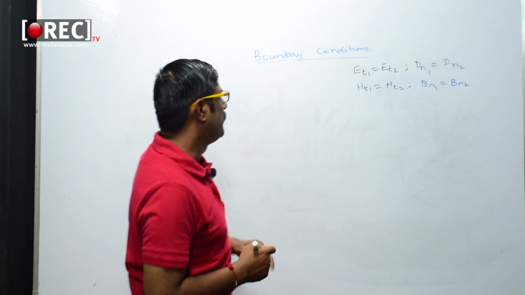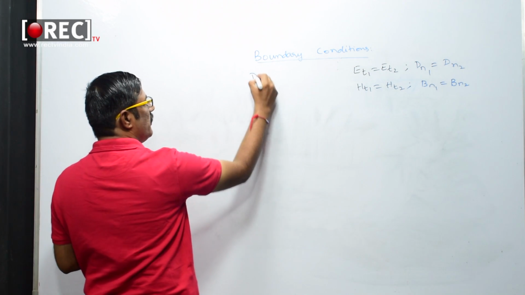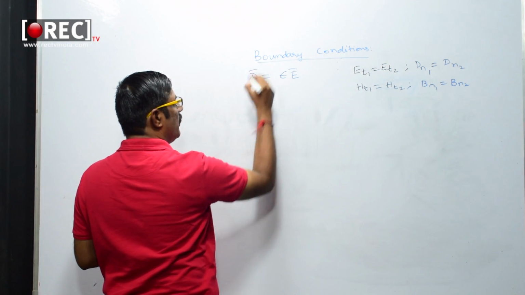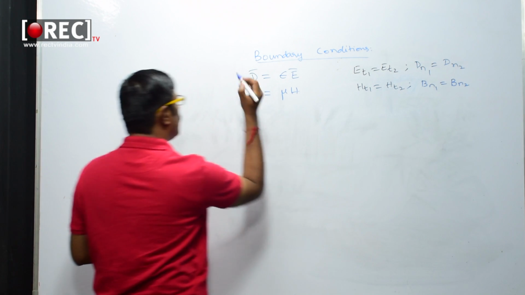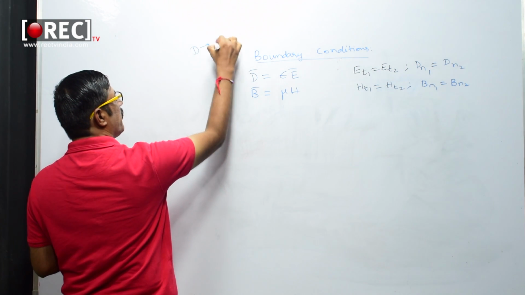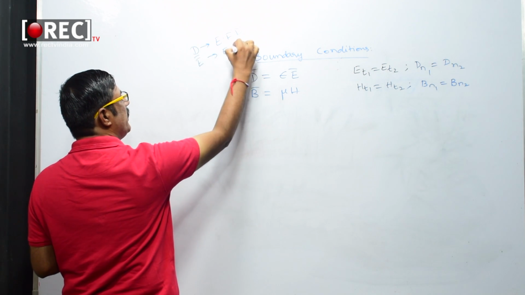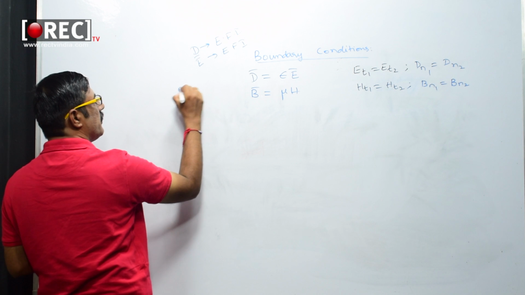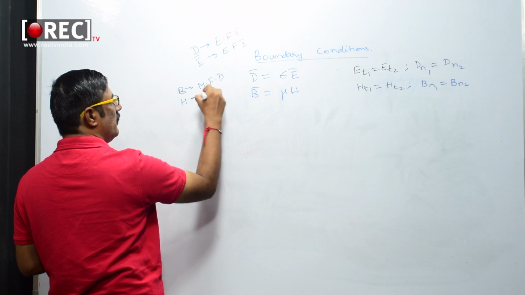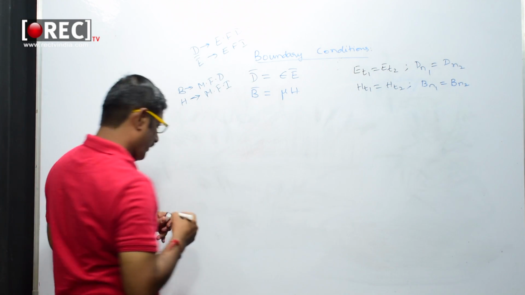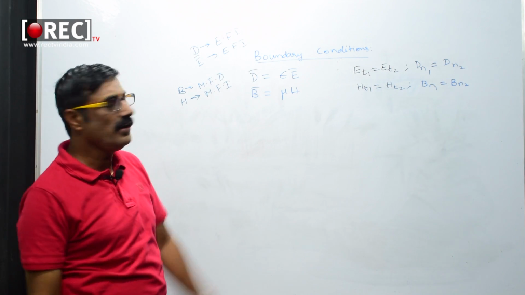Now the supplementary equations: the relation between E and D, as we all know, is D bar equals epsilon times E bar, and B bar equals mu times H bar. So what is D here? D is the electric flux density vector and E bar is the electric field intensity vector. B bar is the magnetic flux density vector and H bar is the magnetic field intensity vector. These are some of the basic relations you should know before working out numericals on boundary conditions.